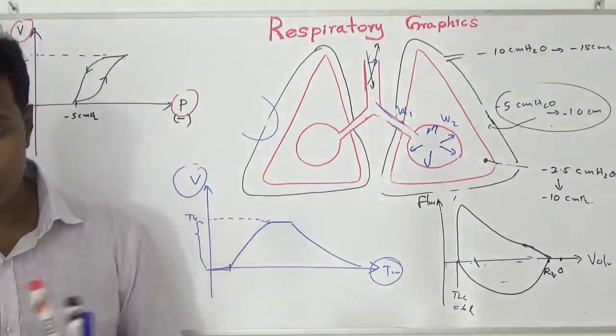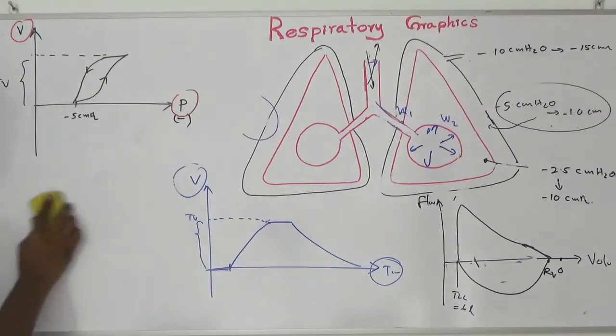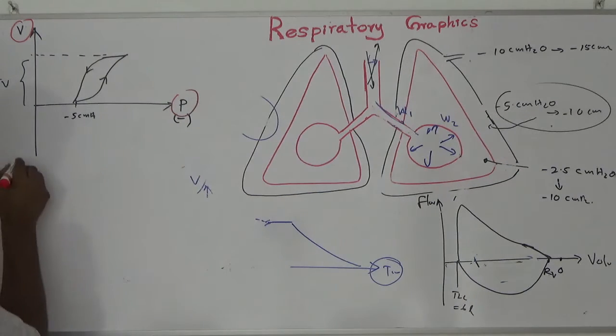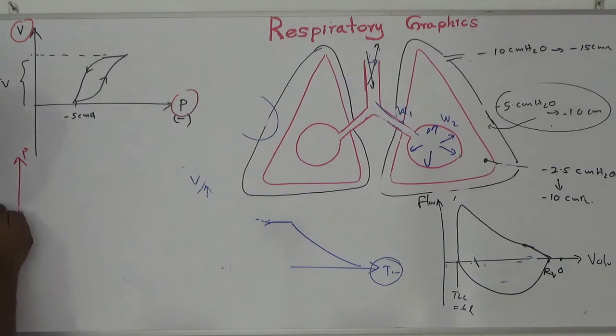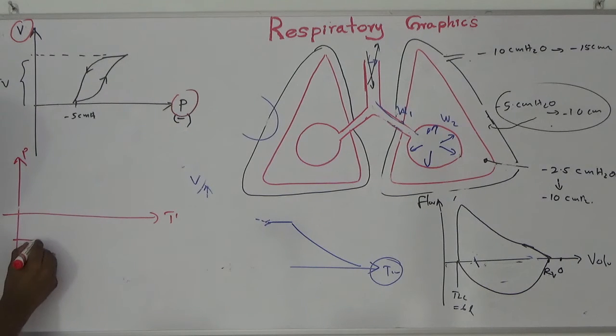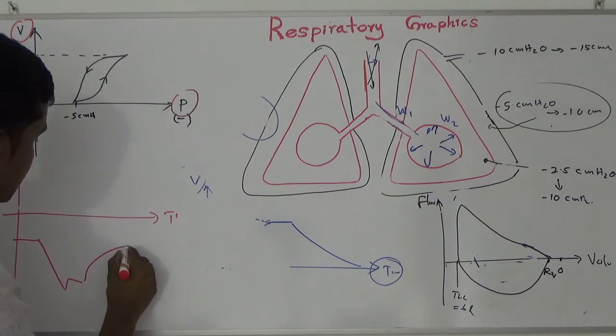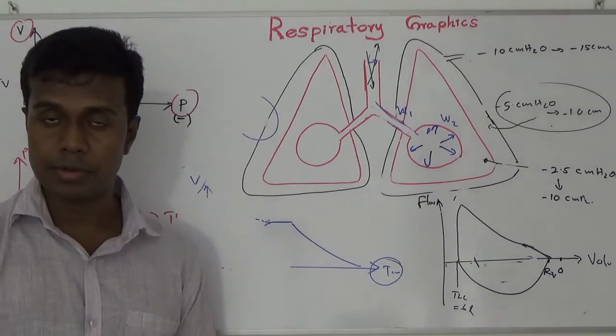I will recap all those curves again. Number 1, the pressure time curve. Pressure is in this direction, time in this direction. It started with -5, then went up to -10, then came to a plateau level, then came back to normal. This is the pressure time curve.